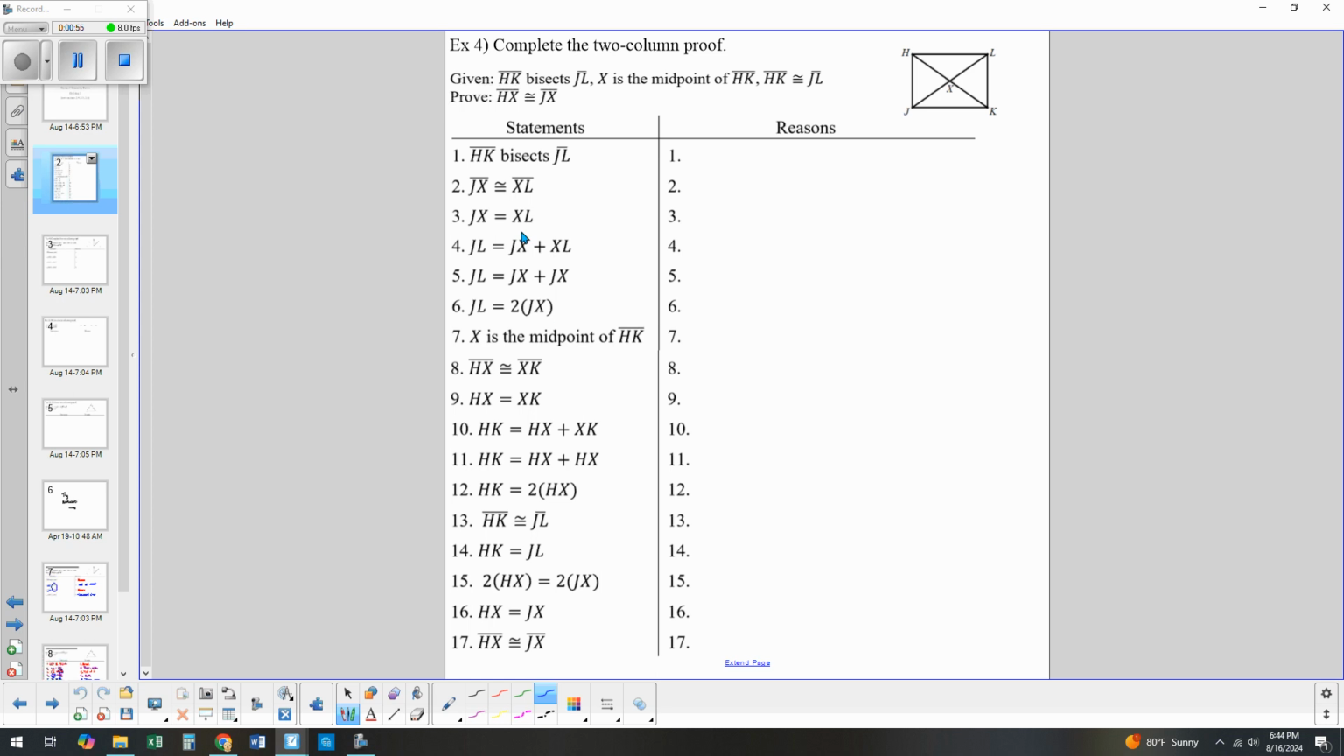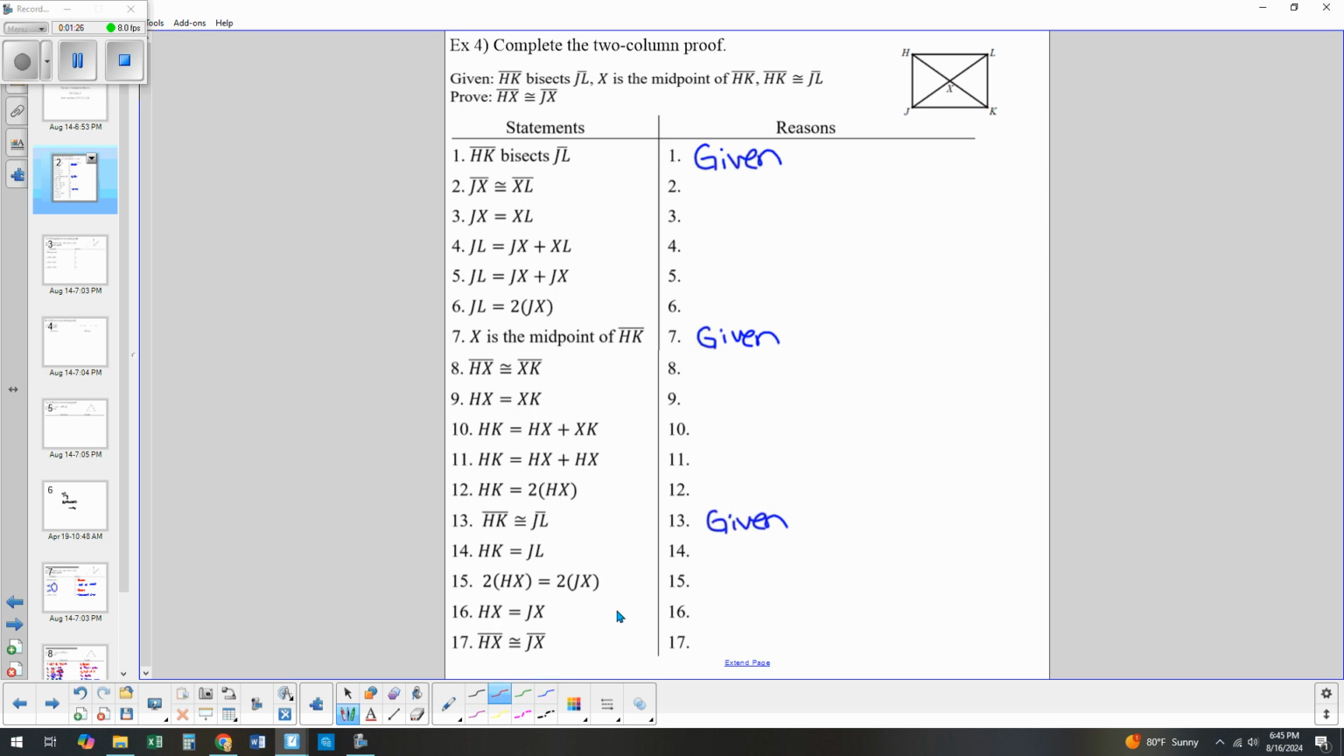So the first thing I'm going to do is list the things that are given over here, so that once we get to that step later, we're not confused as to where it came from. So HK bisects segment JL is right here. X is the midpoint of segment HK is here. And HK is congruent to JL is here at step 13. So those are all my given statements. So anytime something is given to me, I'm going to list the reason as given.